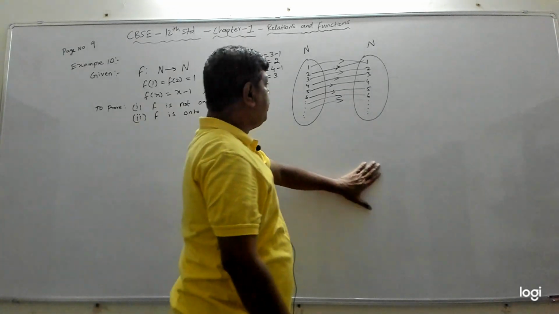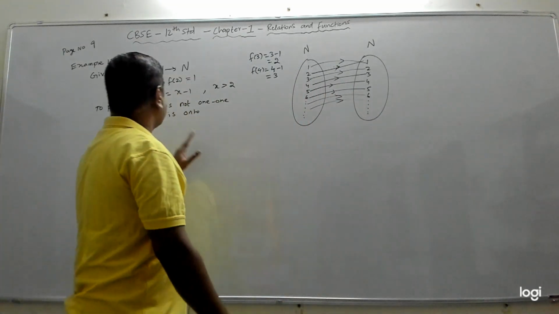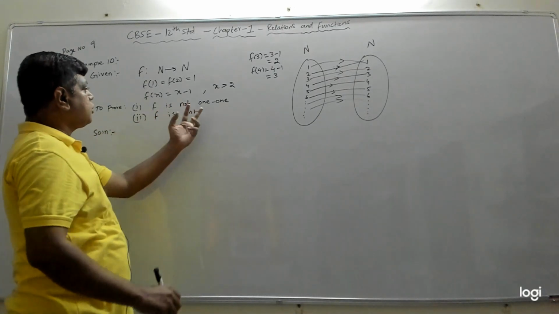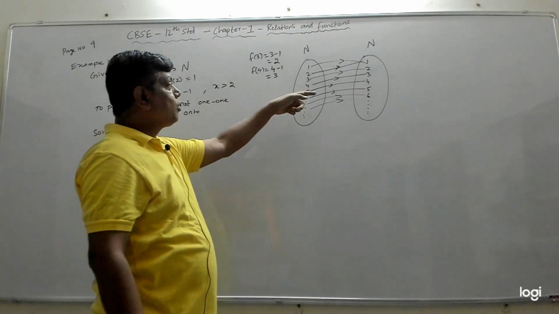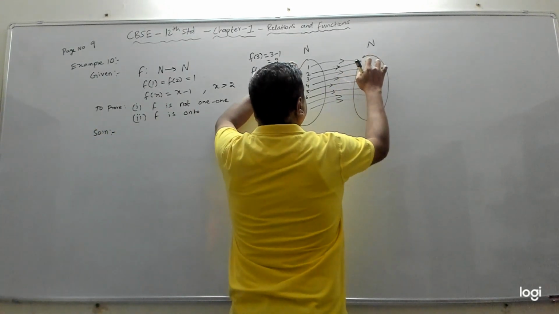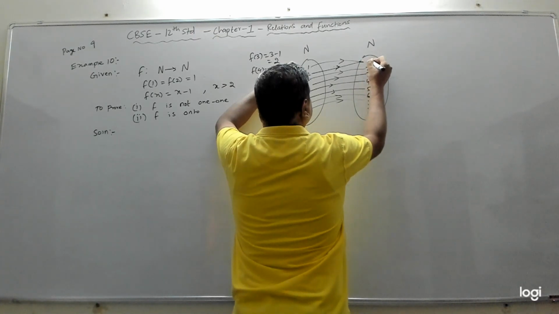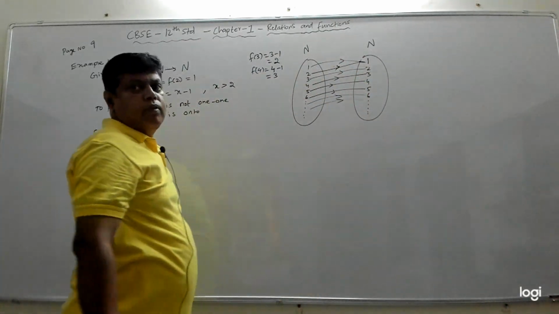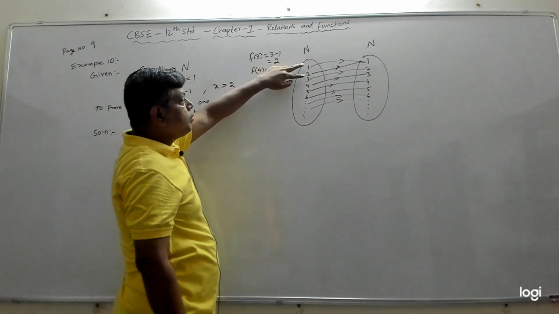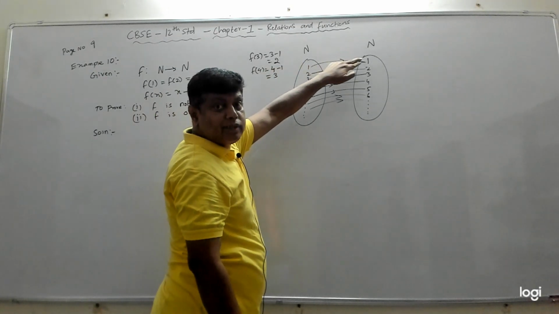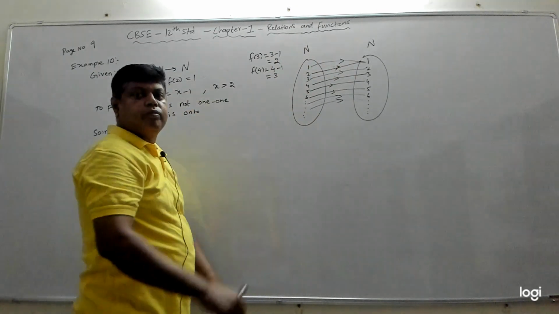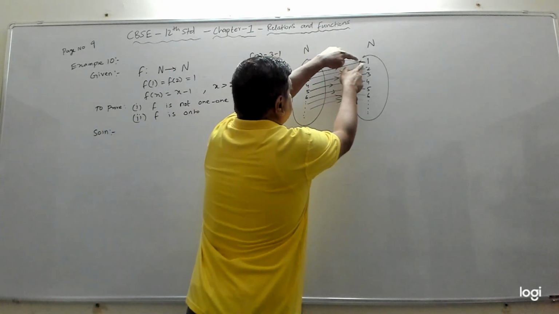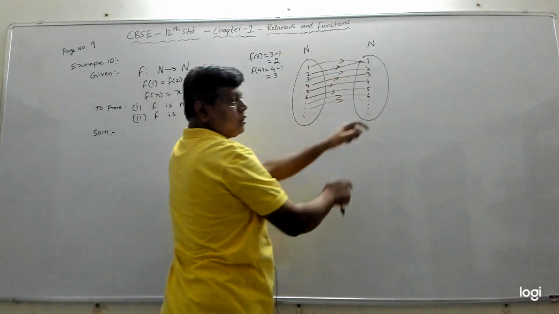Now we need to show that this function is not one-to-one. Solution. See, this function is not one-to-one because if you draw the arrow diagram, you clearly see that both 1 as well as 2 go to the same image. 1 and 2 are two different elements, and they are going to the same number here. So it is a many-to-one function. It's not a one-to-one function because two elements have the same image. When two different elements have the same image, then it is not one-to-one.